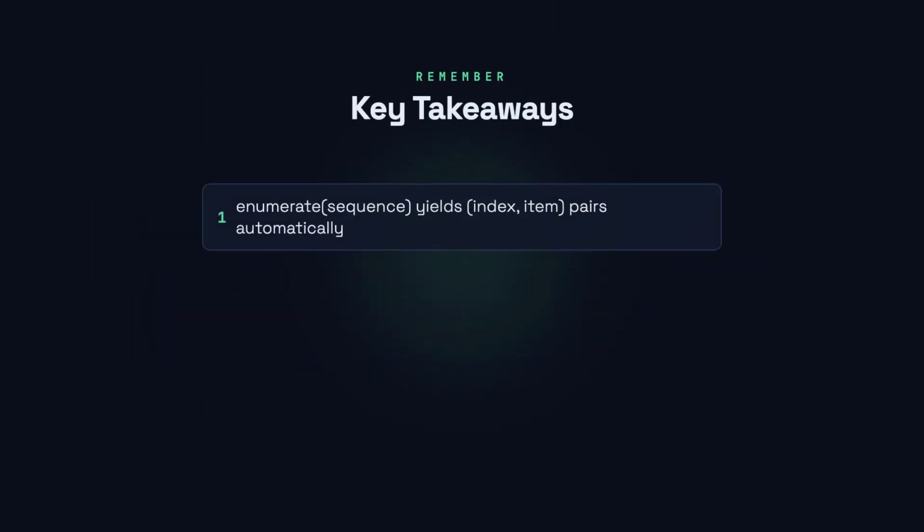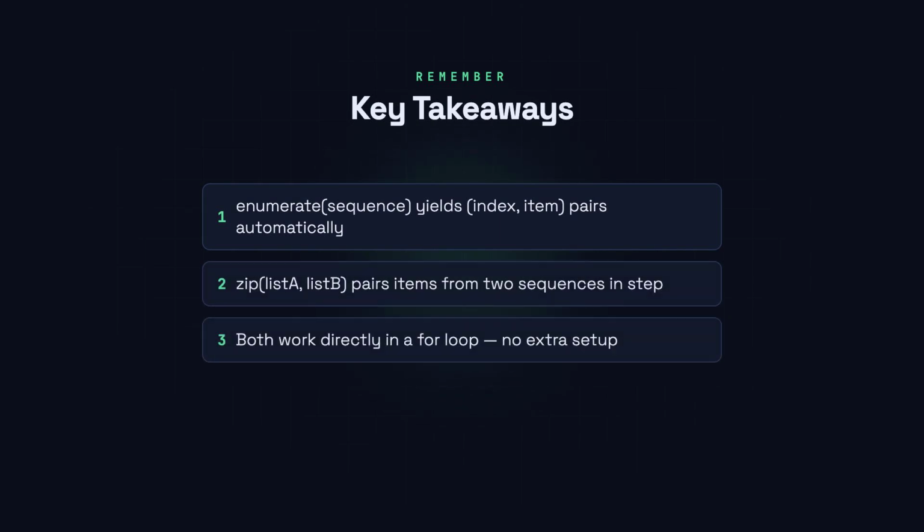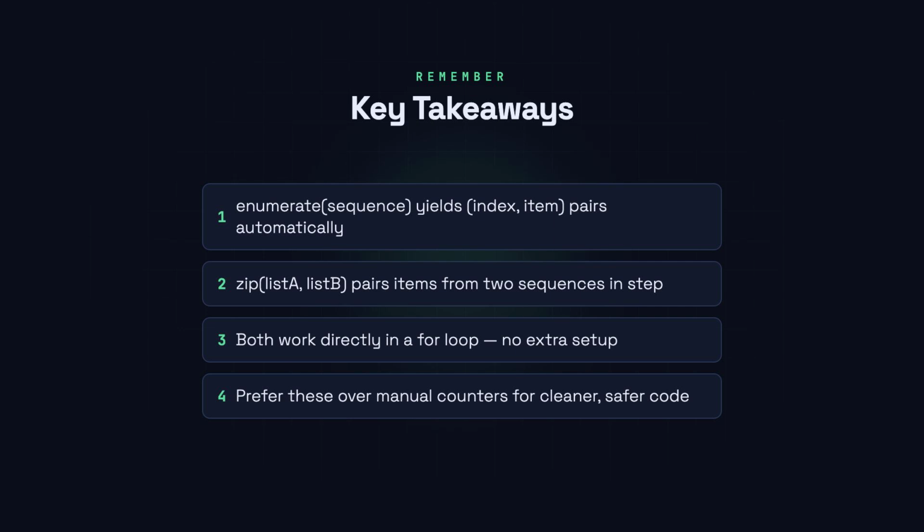Remember, use enumerate when you need the position as well as the value, and use zip when you want to walk two sequences together. Both are simple, built-in, and immediately available in every Python program.